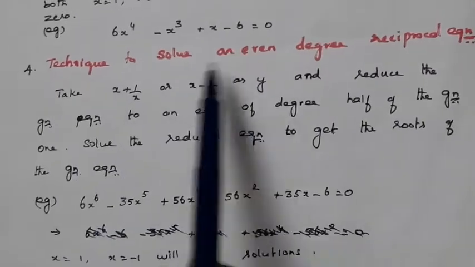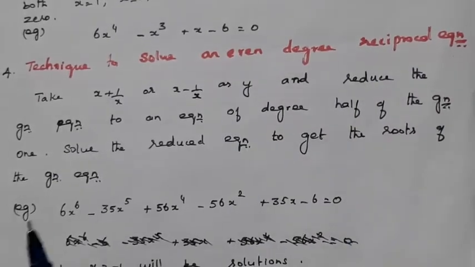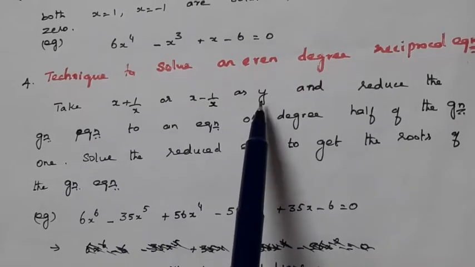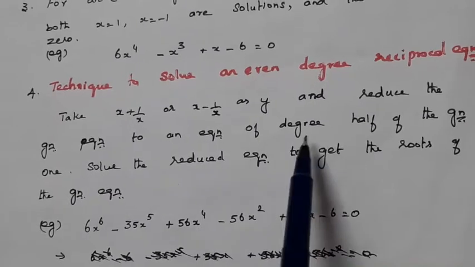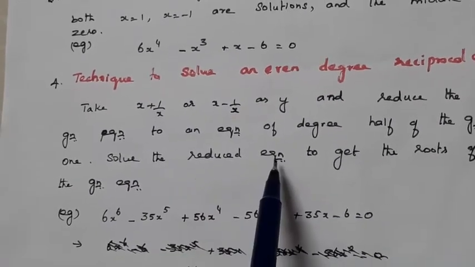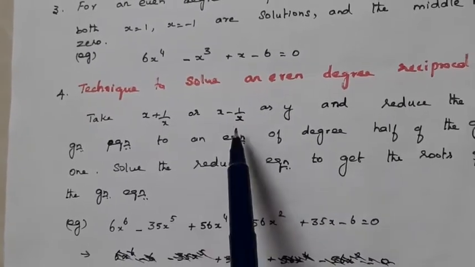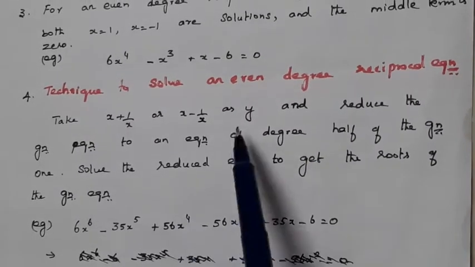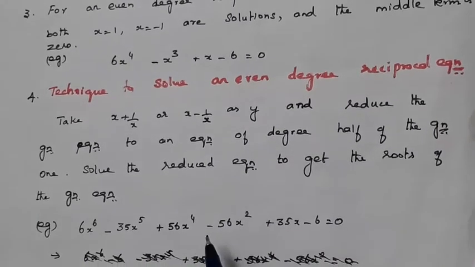There is also a technique to solve an even degree reciprocal equation. Okay. So you have to take x plus 1 by x or x minus 1 by x as y and reduce the given equation to an equation of half the degree of the given equation. And by solving the reduced equation, we will get the roots of the given equation. This is a technique to solve an even degree reciprocal equation. But if I say it like this, you cannot understand anything. So let me explain this technique by an example.